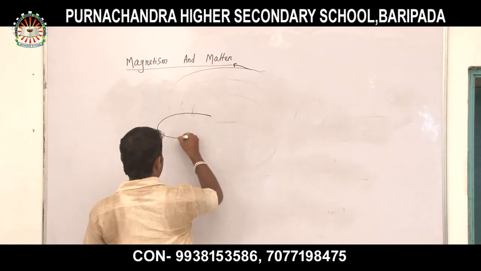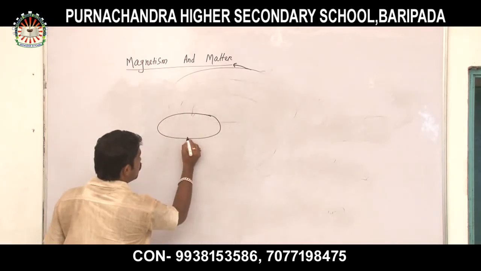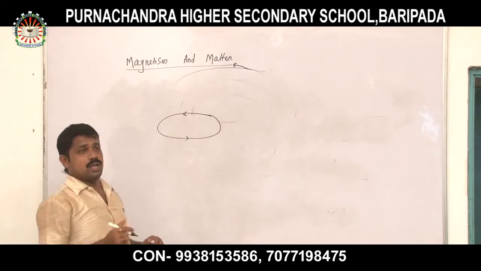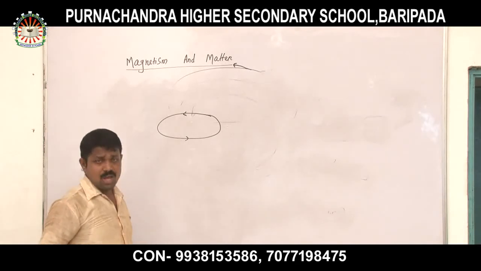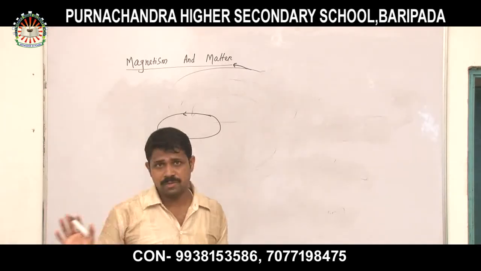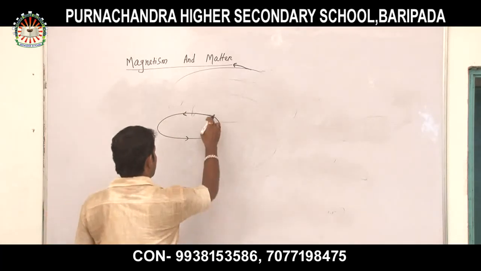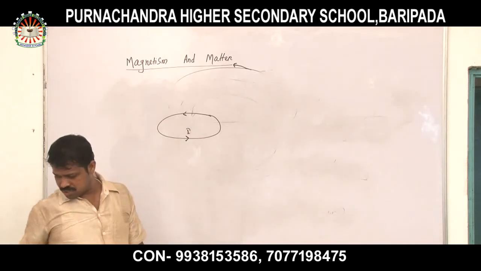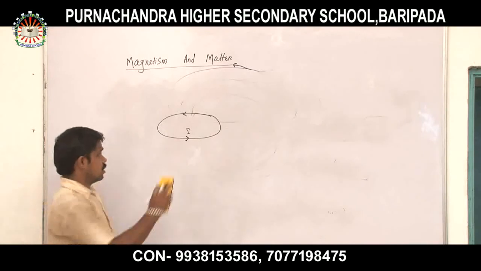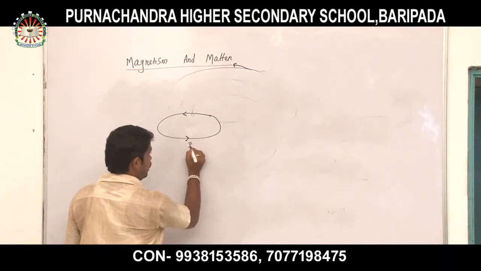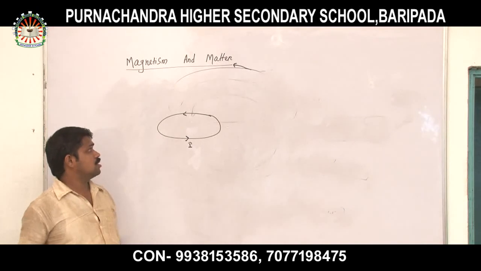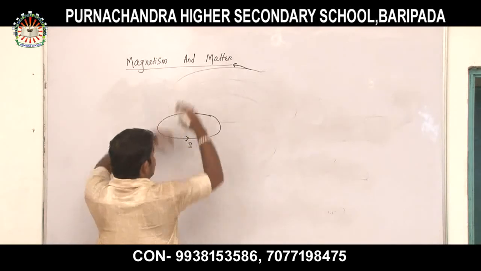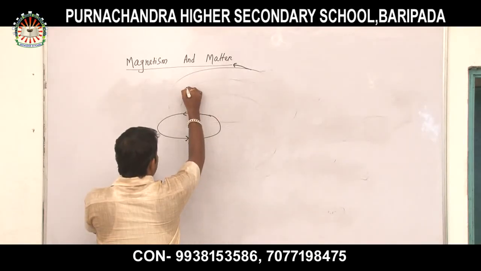Suppose this is a current carrying loop in which the current I flows in the anti-clockwise direction. If you look from upward and apply the right hand thumb rule, I can get the direction of the magnetic field very simply. If you look at this loop from upward, you will find that the magnetic field is emerging out. This is the direction of your magnetic field.